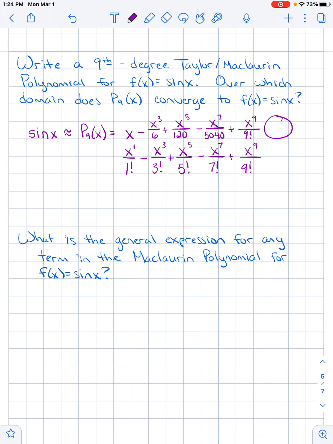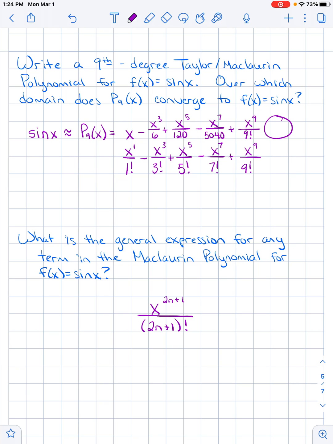Okay, I'm going to start with the exponents first. We've talked about this before. They're all odd exponents. And remember, we're going to start with n equaling 0. So since these are odd and n starts with 0, I know that the numerator will be 2 times n plus 1. 2 times 0 plus 1 is 1. 2 times 1 plus 1 is 3. 2 times 2 plus 1 is 5, and so on. The denominators are exactly the same. They're also the odd values, but in factorial style.